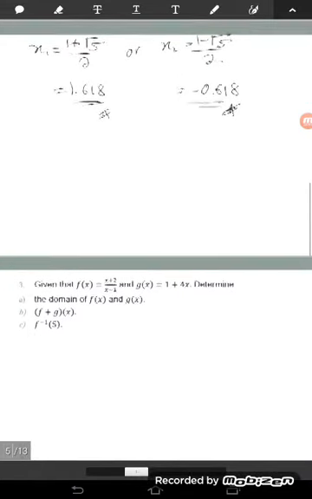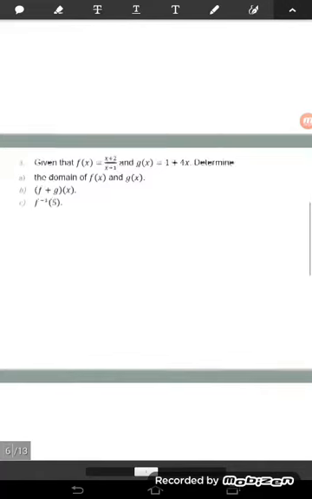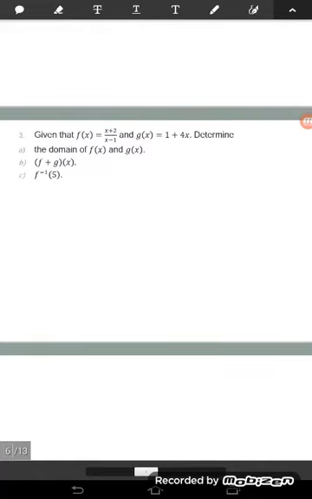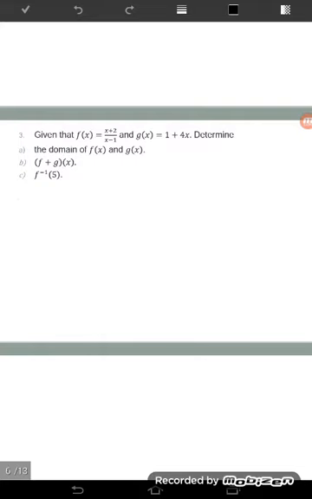Okay, so next question. Given that f(x) equals x plus 2 over x minus 1 and g(x) equals 1 plus 4x, determine the domain of f(x) and g(x). Okay, so A, f(x). We have a rational function here. To find the domain of a rational function, the condition is the denominator cannot equal 0. So x minus 1 cannot equal 0. So therefore x cannot equal 1.